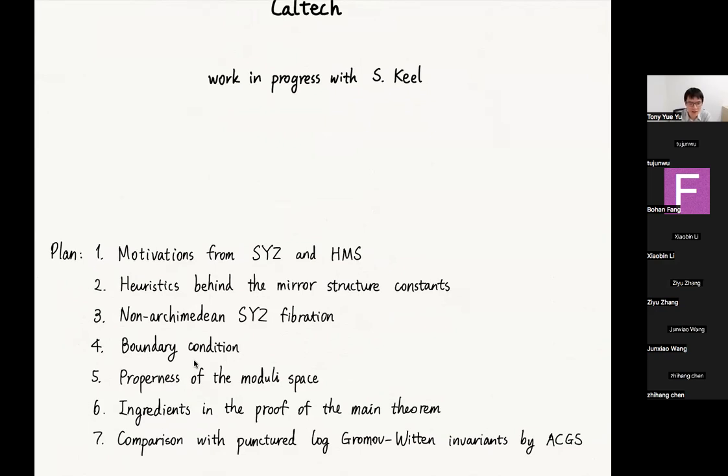And after that, I will move to a little bit more details of the story: properties of the moduli space, ingredients in the proof of the main theorem. And finally, I will say something about comparison with punctured logarithmic Gromov-Witten invariants by Abramovich, Chen, Gross, and Siebert.